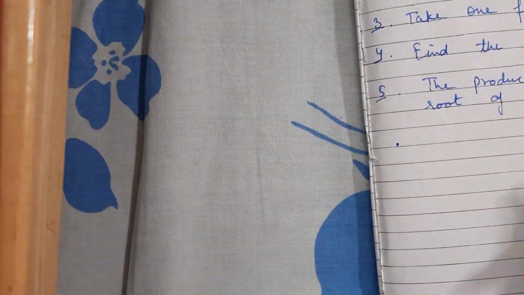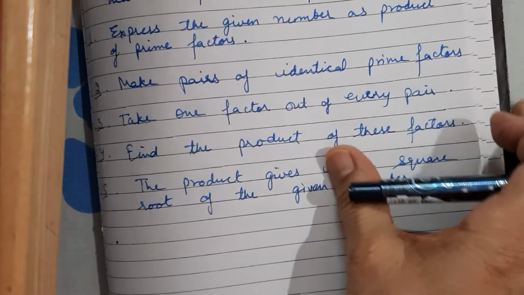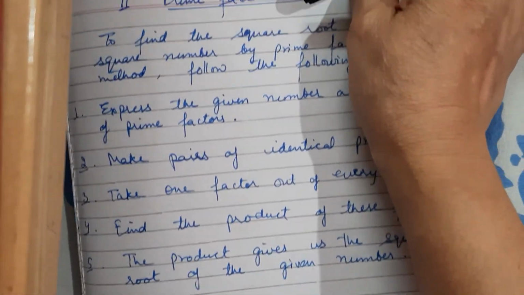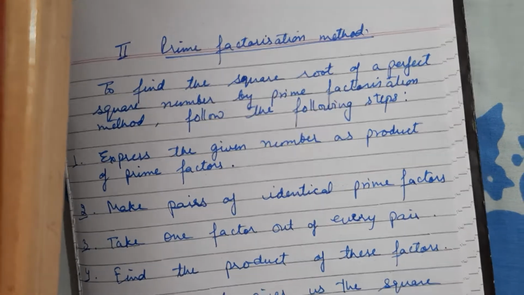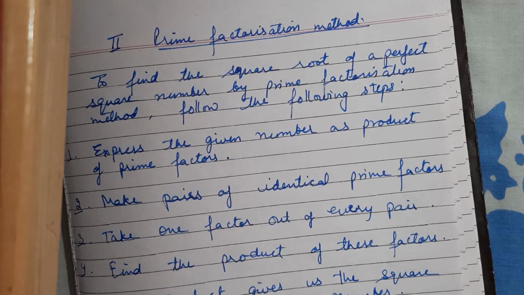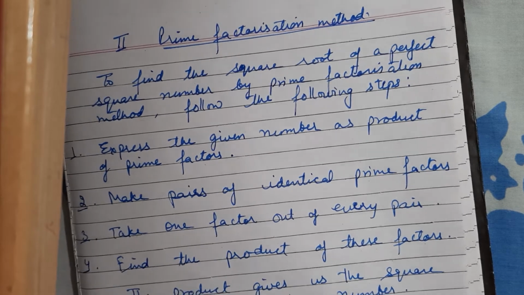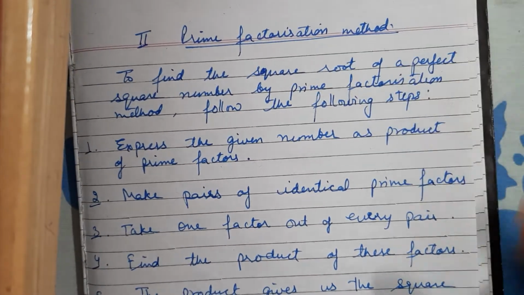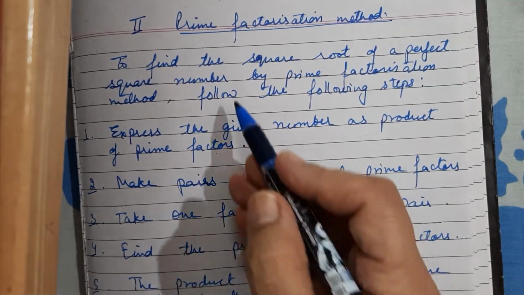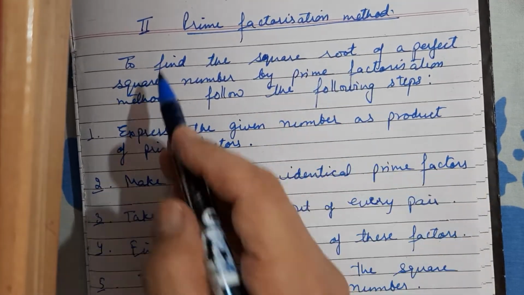Now the next method is the prime factorization method. As you know, in prime factorization we have to make prime factors. Before explaining, let us read some steps on how to find the square root by using the prime factorization method.